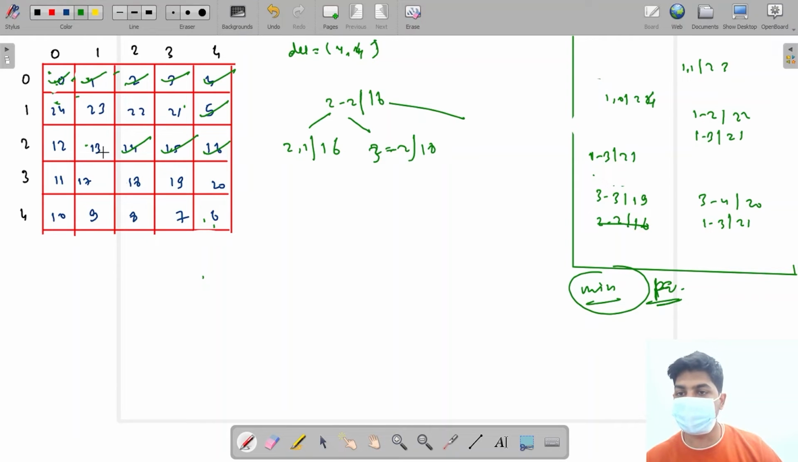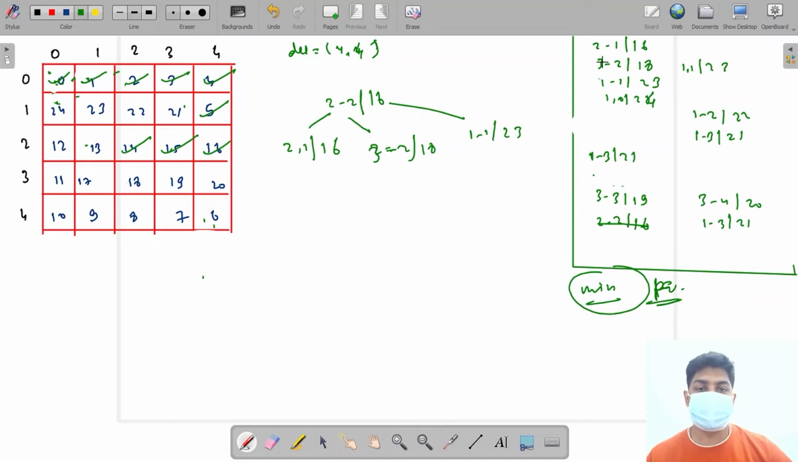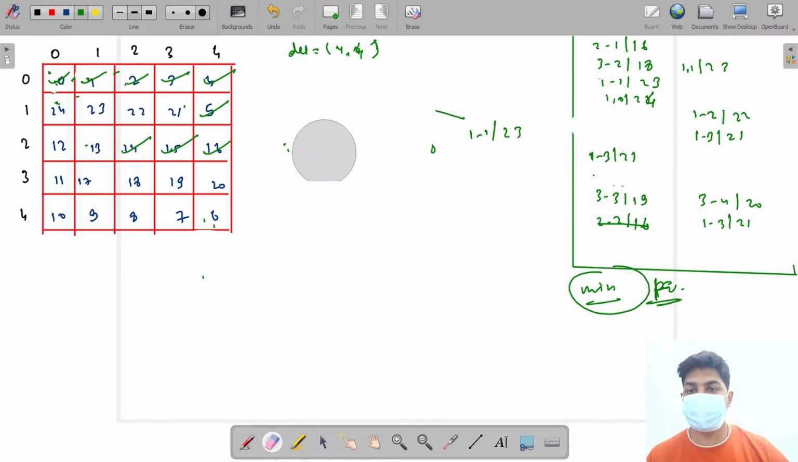From 2 comma 2 we can also go to 1 comma 1 with 23. So let's add these into the queue: 2 comma 1 with 16, 3 comma 2 with 18, 1 comma 1 with 23. Now remove the minimum element. 2 comma 1 with 16 will be removed.